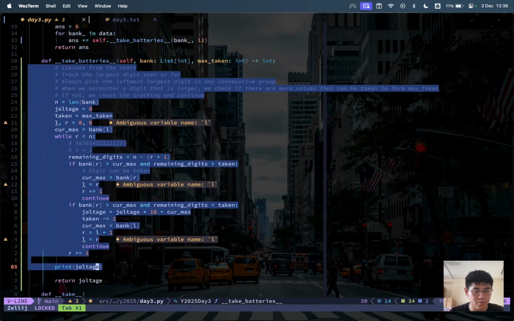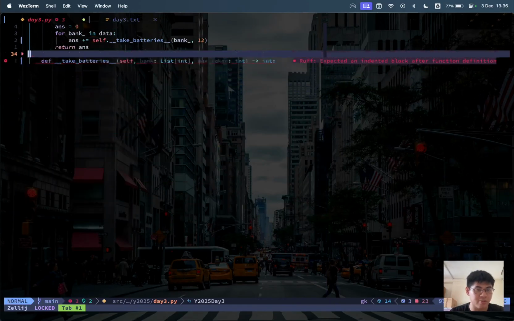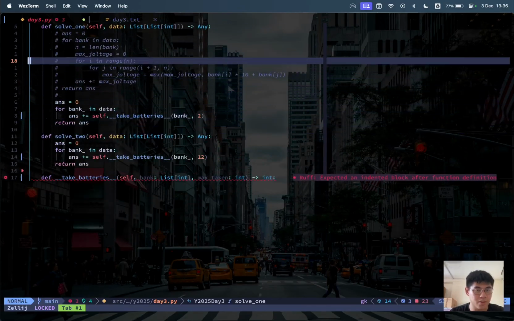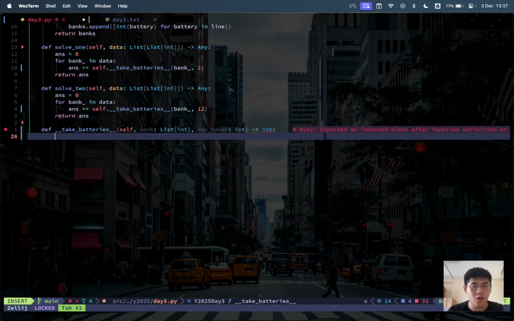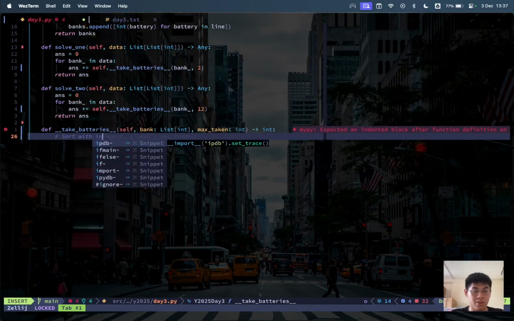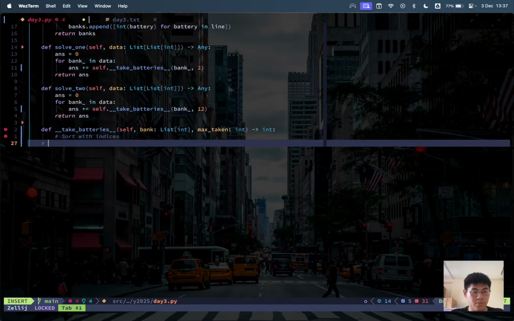So maybe let's just delete this. I'm gonna delete this. Let me delete this as well. Where essentially the idea here is we sort with indices for the maximum across all. We just form whatever we can.